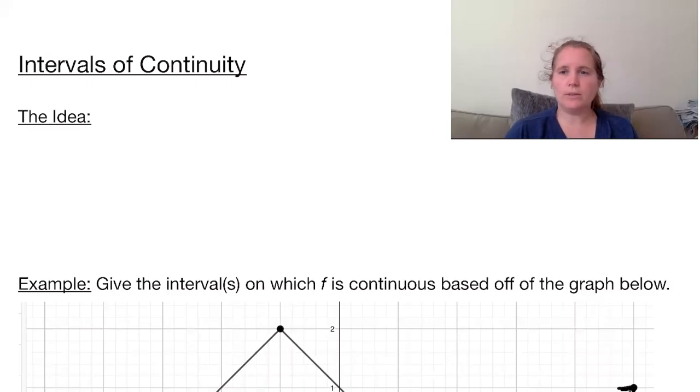Hello and welcome to Intervals of Continuity. So in the previous video, we discussed what it meant for a function to be continuous at a point. And so now we're going to look at this interval of points where a function is continuous.